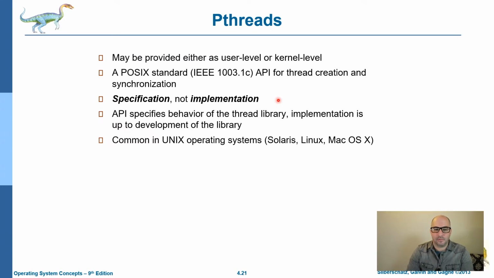pthreads is the most common one. It's supported on Windows and on Linux. And it is a specification, not an implementation. And what this means is that the pthread specification defines an API for user applications to request threads, to create threads, to execute threads, and to terminate threads, and any other management activities related to them. But the implementation is left up to the developers on that particular system.